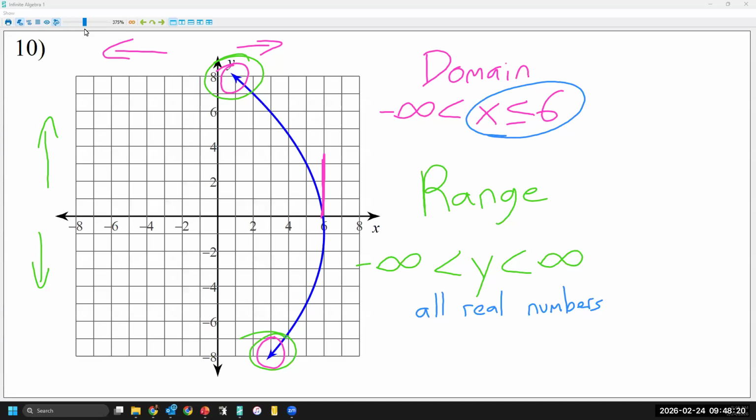All right. If you're feeling confident, you can pause the video and try 11 and 12. Otherwise, just try 11. We'll go over that one together, and then you can try 12.